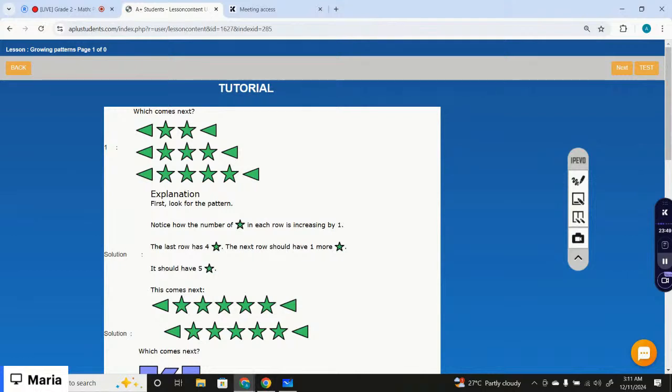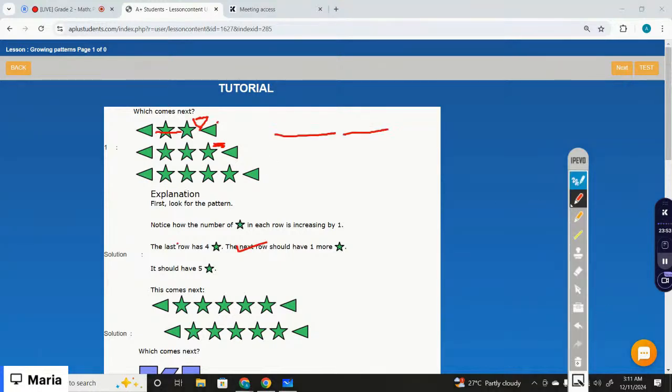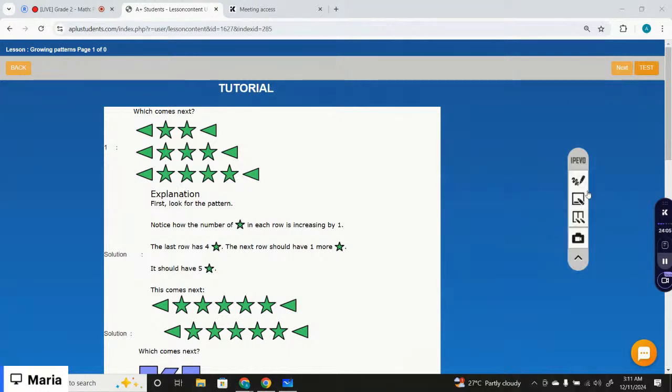Which comes next? Okay, so that is a growing pattern, they are increasing, right? You have a triangle on both sides, and the stars are increasing. Two stars, then three stars, and then four stars, right? The stars are growing, right? So that is a growing pattern. Let's just start with it.